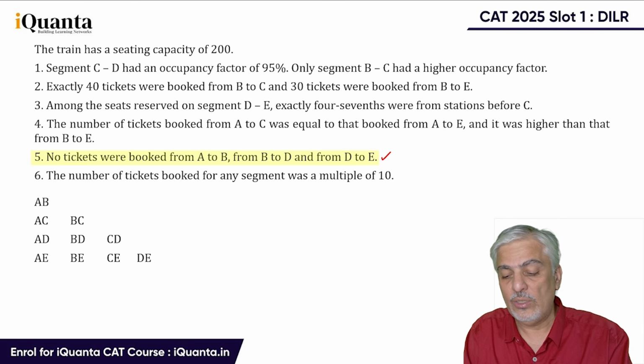A to B was 0, B to D was 0, and D to E was 0. So these 3 are directly 0. Okay, 2 of them are directly given. In fact, now 4 of them are directly given.